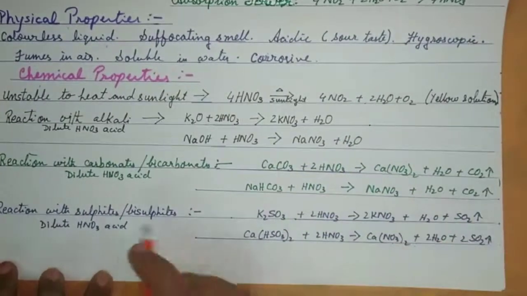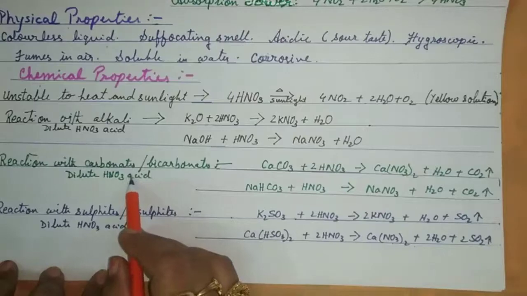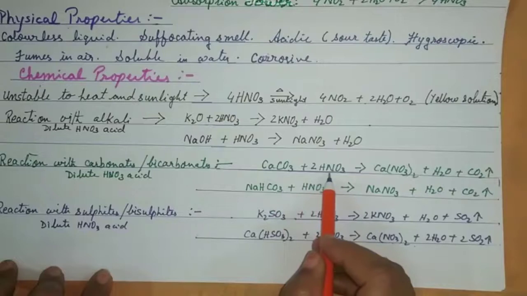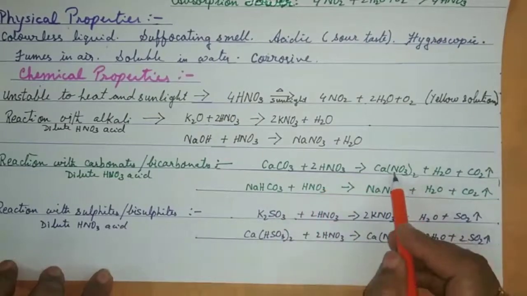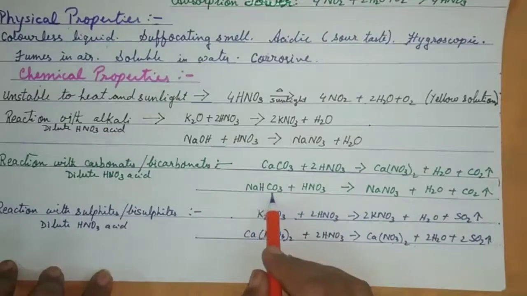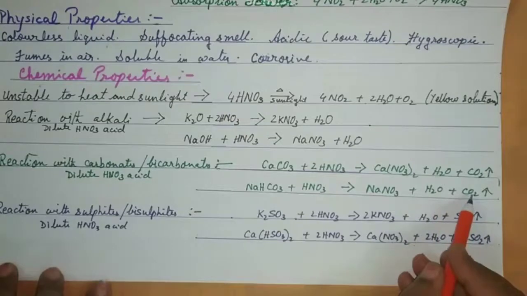For the reaction with the metallic carbonates or the bicarbonates, dilute nitric acid gives salt, water and carbon dioxide as shown. Calcium carbonate and dilute nitric acid gives you calcium nitrate, water and carbon dioxide. So does sodium bicarbonate, giving you sodium nitrate, water and carbon dioxide.